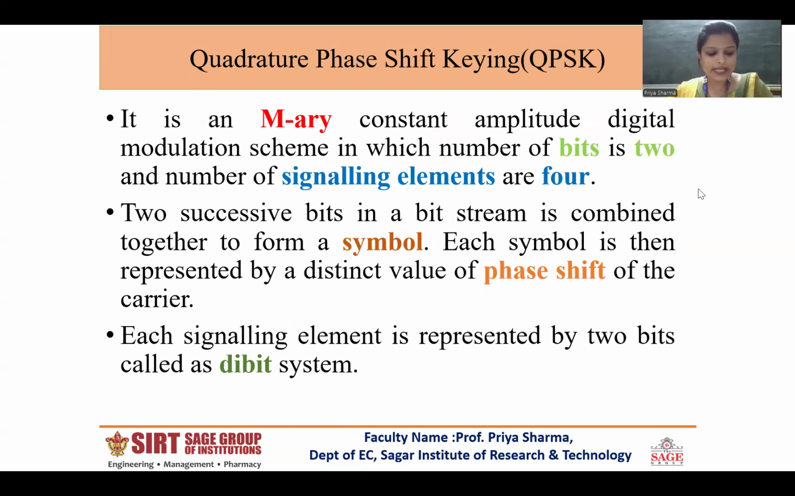Basically, it is an M-ary constant amplitude digital modulation scheme in which the number of bits is 2 and the number of signaling elements is 4. Two successive bits in a bit stream are combined together to form a symbol. Each symbol is then represented by a distinct value of phase shift of the carrier. Each signaling element is represented by 2 bits and is known as the dibit system. QPSK will have 4 different phase shifts separated by multiples of 90 degrees of the carrier signal.